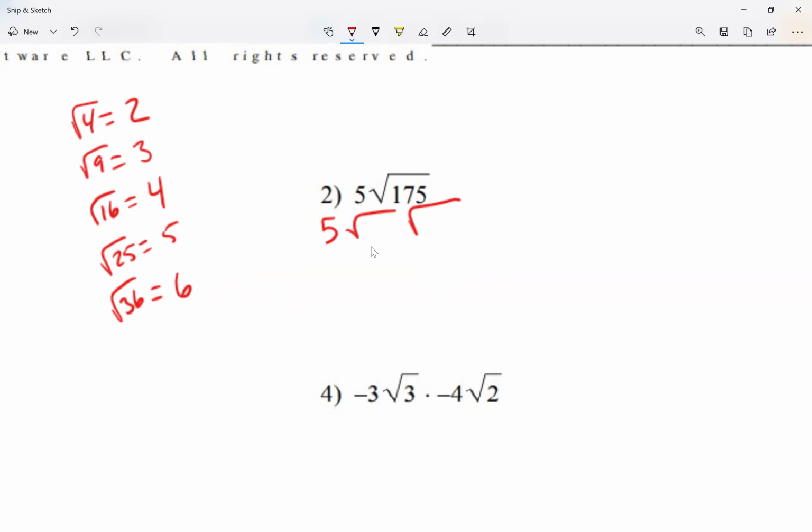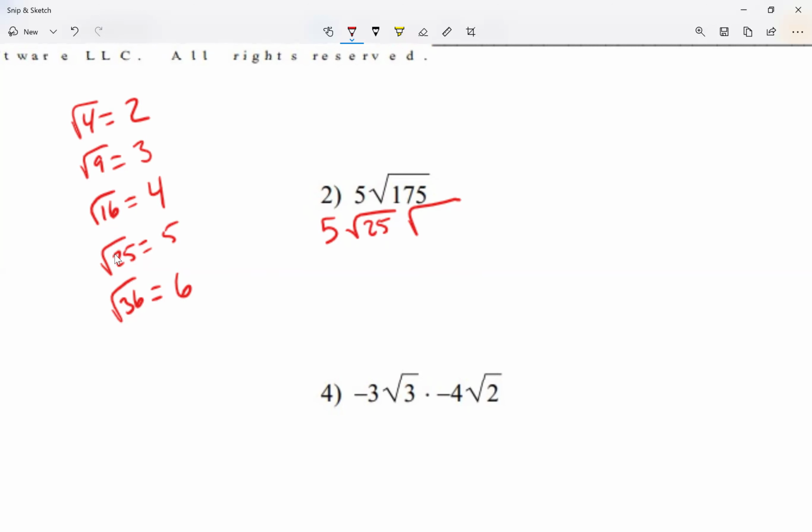4 is not good. How about 9? Let me emphasize, I'm going to go down the list. 4 did not work. How about 9? 175 divided by 9? Nope, it gives me a decimal. Okay, how about 16? 175 divided by 16. Oh man, it gives me a decimal. Nope, not good. How about 25?